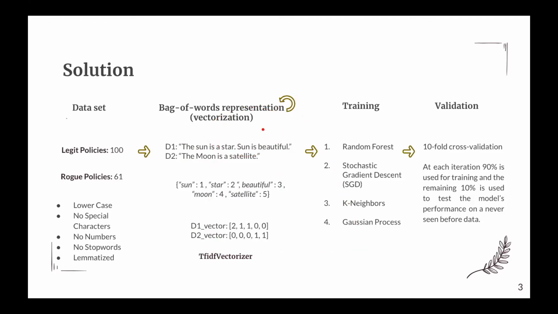Once we have our words available for training, we go into the part in which we use different algorithms. We used 4 classifiers, which were random forest, stochastic gradient descent, from now on referred to as SGD, k-neighbors, and the Gaussian process. And for our validation, because of the nature of the data that we had, because we have so few samples, we used 10-fold cross-validation because we were not able to create a training, a validation, and a testing set. So instead, we did the 10-fold cross-validation.